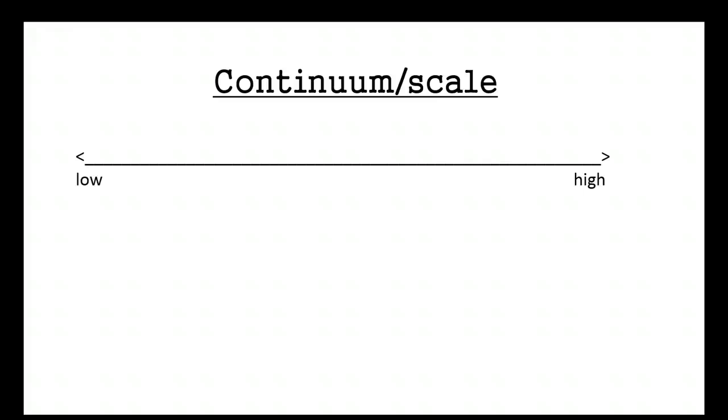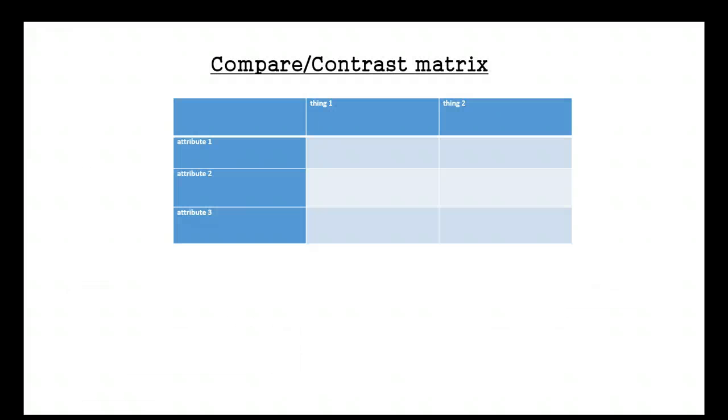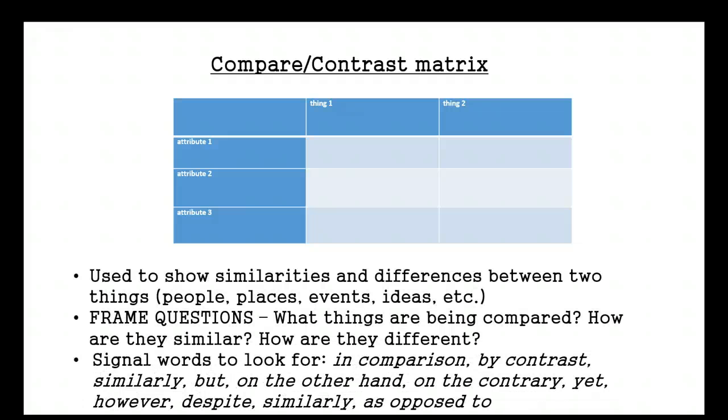Here's another one, the continuum scale. Used for timelines or degrees of something or rating scales from low to high. The compare contrast matrix: some texts just spend the whole text comparing and contrasting things. Here are some signal words to look for. Compare contrast texts often have these words in them.